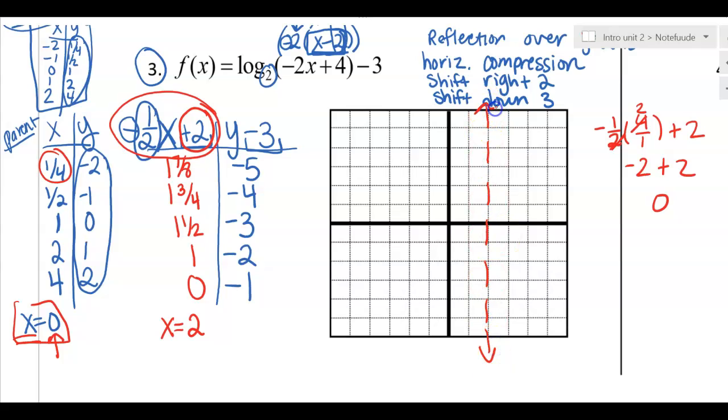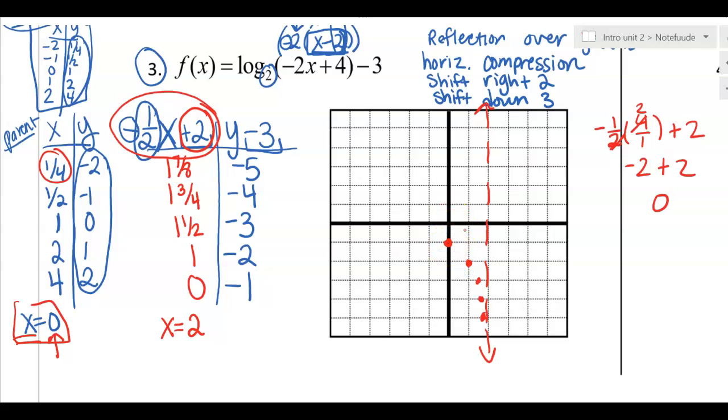The reason this is useful to us is it gives us something to follow, and it also gives us that boundary. We know the log function should only have points on one side of that. Usually the right side, but if it was reflected over, then the left side. Okay? And we did have that horizontal reflection, so we'll see where our points end up. So 1 7/8 is really close to 2, and then -5 is the y-coordinate. And then 1 3/4 is really close to 2 also, and -4 is the y-coordinate. Then 1 1/2, -3; 1, -2; 0, -1.